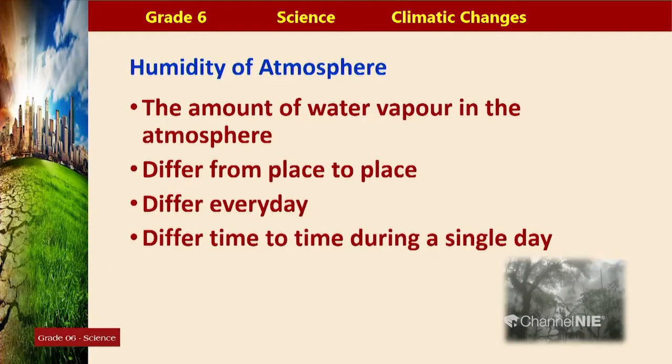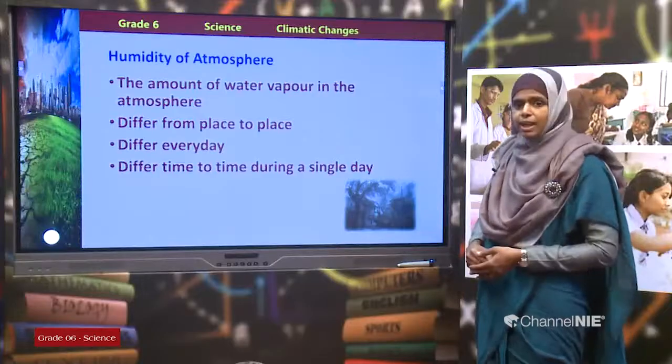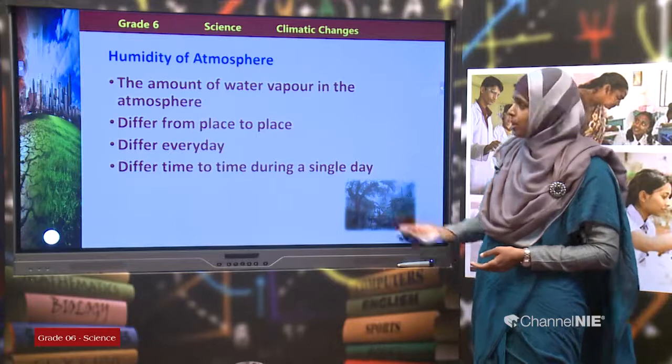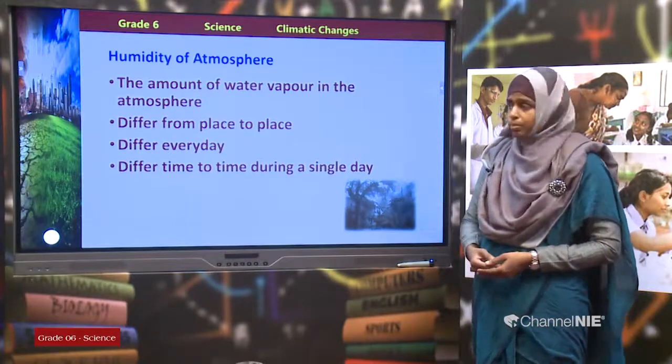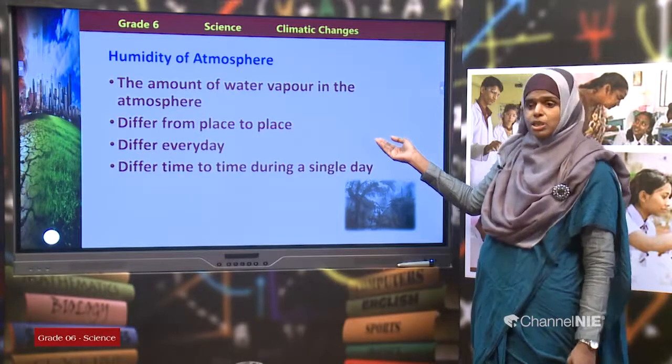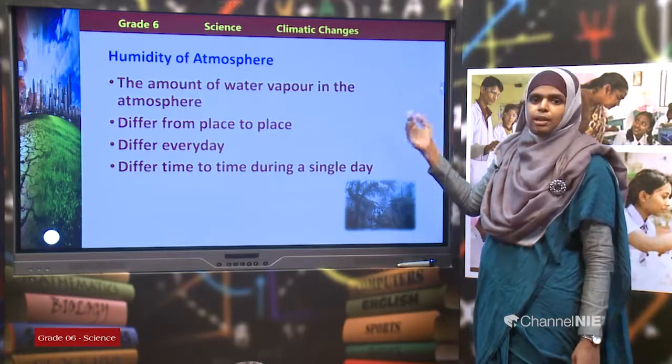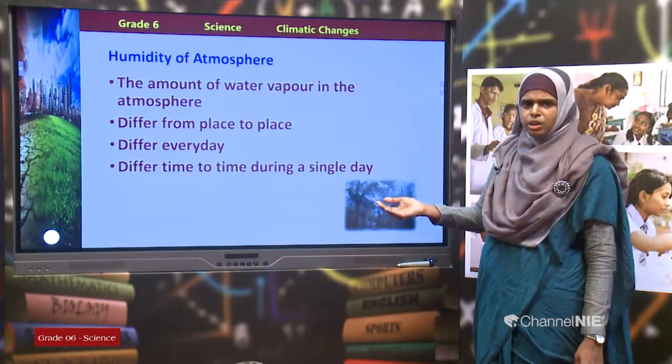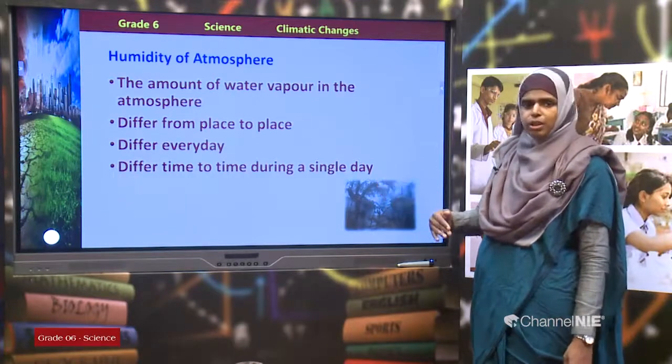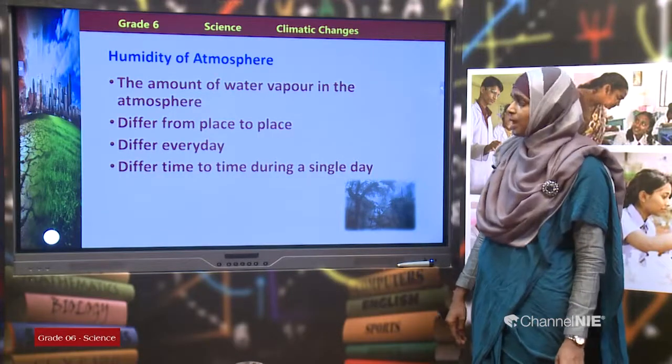Humidity of the atmosphere. First we will learn what humidity is. Humidity means the amount of water vapor in the atmosphere. How much water vapor is present in the atmosphere is given by humidity. Whether the atmosphere is dry or humid, wet, is given by humidity, and it differs from place to place. Humidity at Colombo, Hambantota and Nuwara Eliya are different. They are different from place to place.